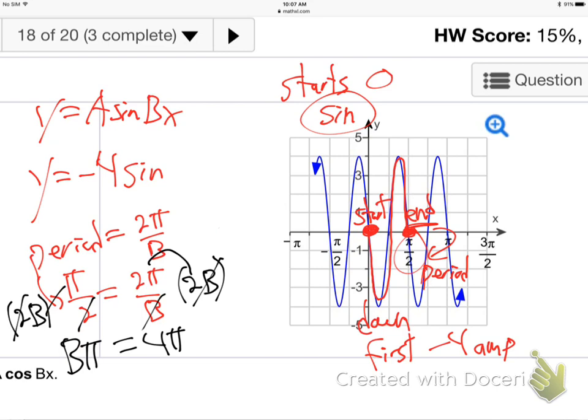Is that good? Last step, how do we solve for B? Just divide by the pi. Once you get rid of the fractions, it's cake. So B is 4. So there we go. -4 sine 4x. That fits that graph.